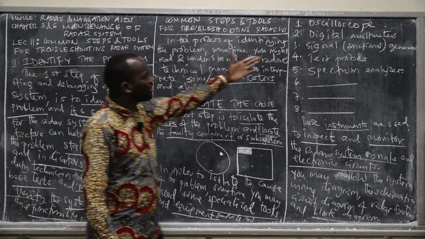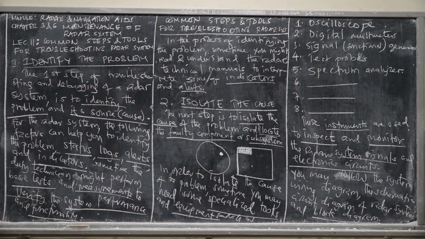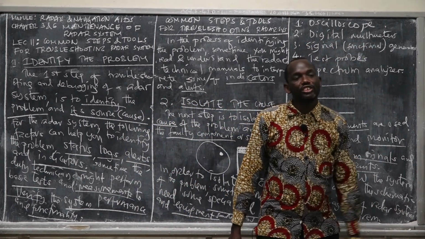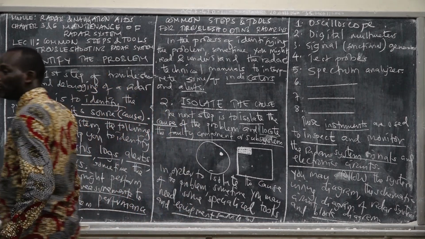Then the second device is called the digital multimeter. Say digital multimeter. Are you active? Say digital multimeter. Ask your neighbor, do you have your own digital multimeter? Okay, ask your neighbor to show you.